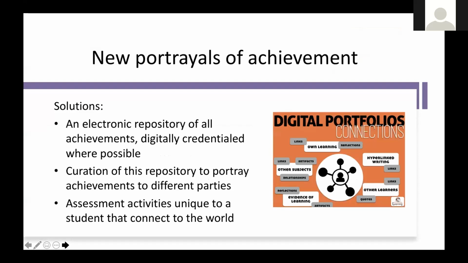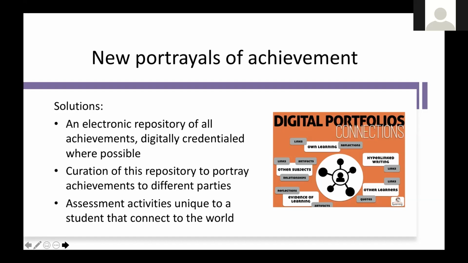And some of the solutions that we're working with at the moment, and there are developments about this in huge numbers of universities all around the world. We're looking at the development of students having an electronic repository of all of their achievements, and where possible, having these digitally credentialed. And by digitally credentialed, I mean that you can add this digital credential to your LinkedIn profile, and someone can click on that link, and that immediately validates the quality of that qualification or that credential. So there's no worrying about, is this for real? Is this authentic? You do that digitally now.